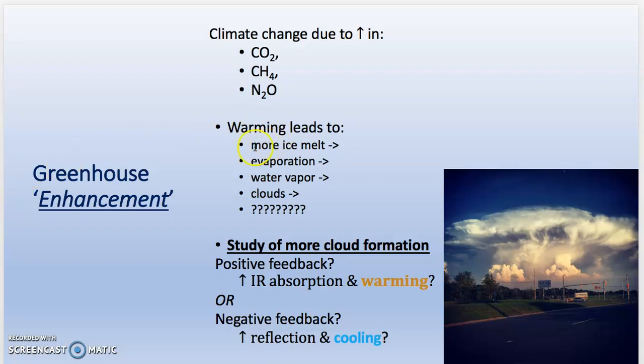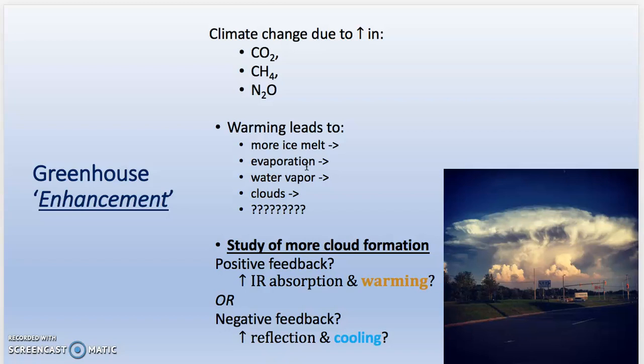So that warming can lead to more ice melt. Then, because there's more water, there's more evaporation. You see where this is going? More evaporation, more water vapor, more clouds. What do more clouds actually mean? More clouds, we don't know what it means. That's where this new science of atmospheric science needs your help, and it needs your study.